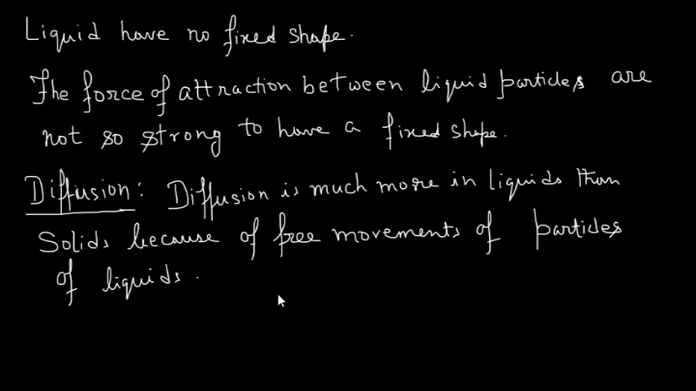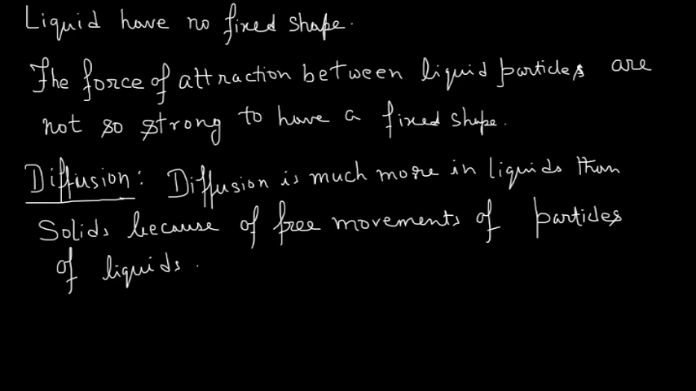And due to this, gases like oxygen and carbon dioxide from the atmosphere diffuse and dissolve into water. And due to these gases, aquatic plants and animals are able to survive underwater. Now, next we will study the gaseous state.